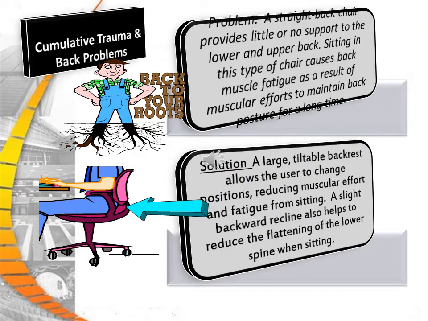Problem: a straight back chair provides little or no support to the lower and upper back. Sitting in this type of chair causes back muscle fatigue as a result of muscular efforts to maintain the back posture for a long period of time. The solution is a large tiltable backrest, which allows users to change positions, reducing muscular effort and fatigue from sitting. A slight backward recline also helps reduce the flattening of the lower spine when sitting.